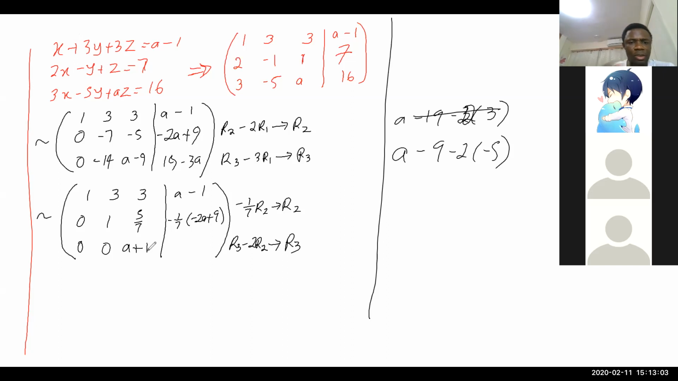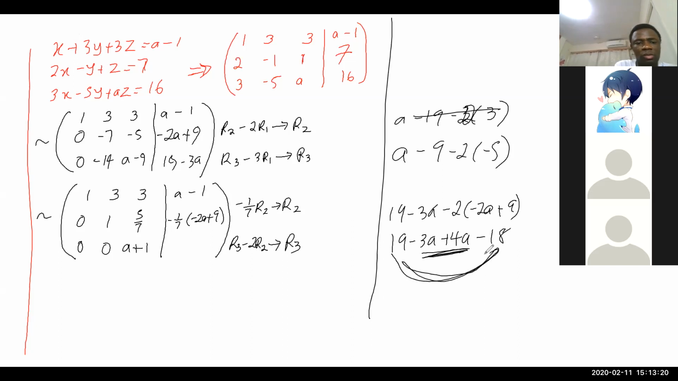So a plus 1. So let's do the same here. 19 minus 3a minus 2 times negative 2 plus 9. 19 minus 3a plus 4a minus 18. So this is positive a. This is positive 1. So a plus 1. I guess it's going to be 1, 1, not 0, 0. So Lillian is right. It's going to be 1, 1.